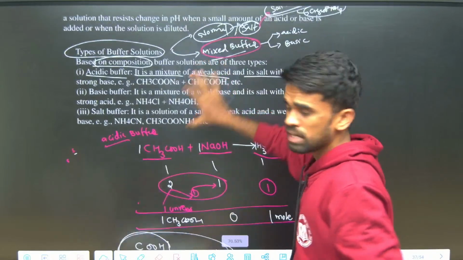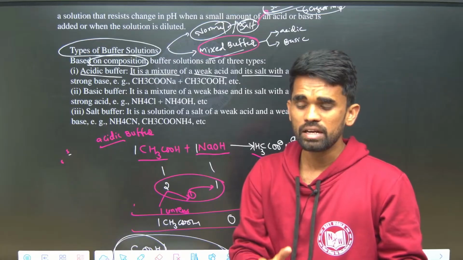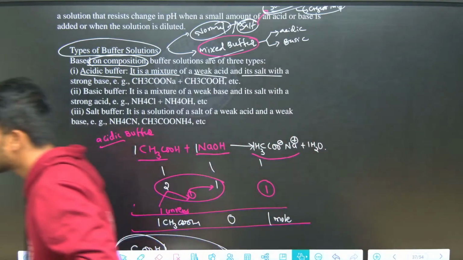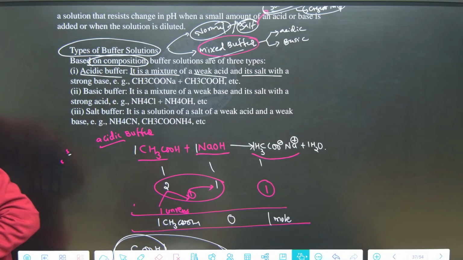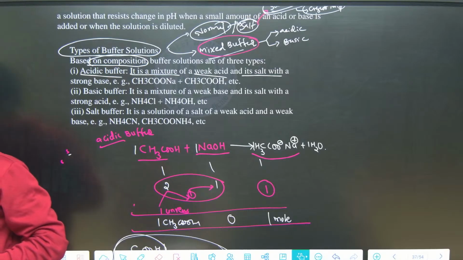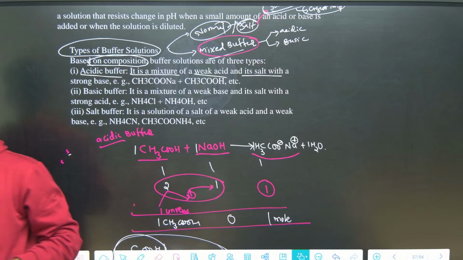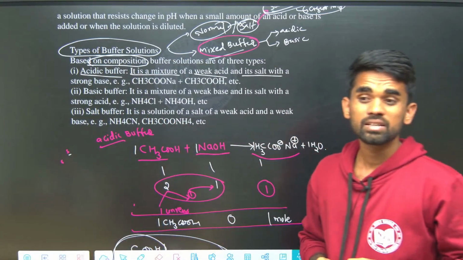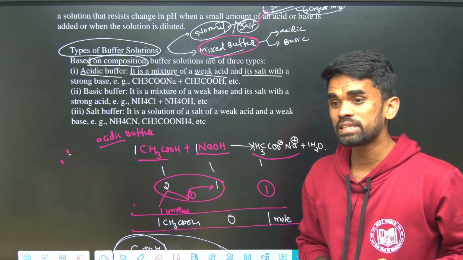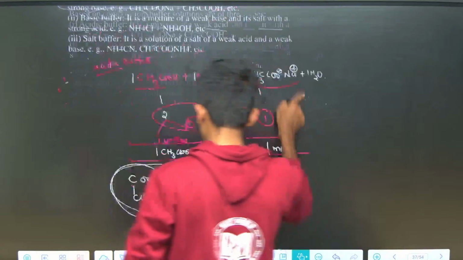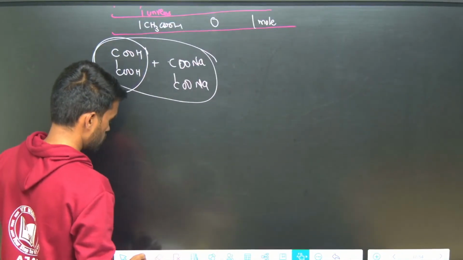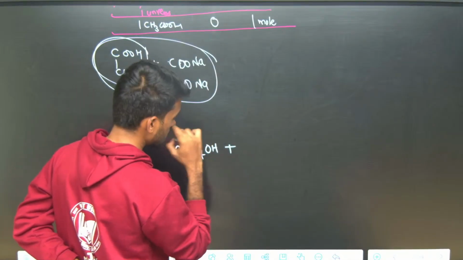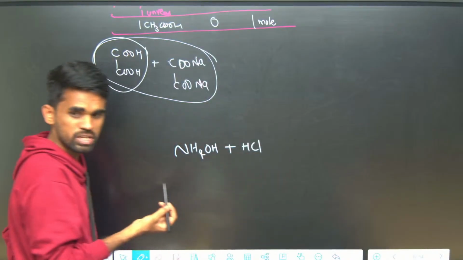Now you have got acidic buffers. In the same way, define basic buffer. A basic buffer is a weak base and its salt with a strong acid. Give one example: NH4OH is a weak base, with a strong acid. Take HCl or H2SO4, that is fine.